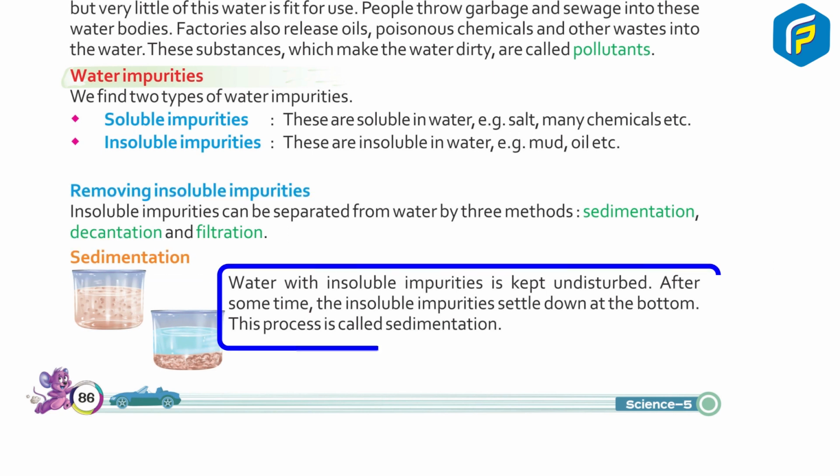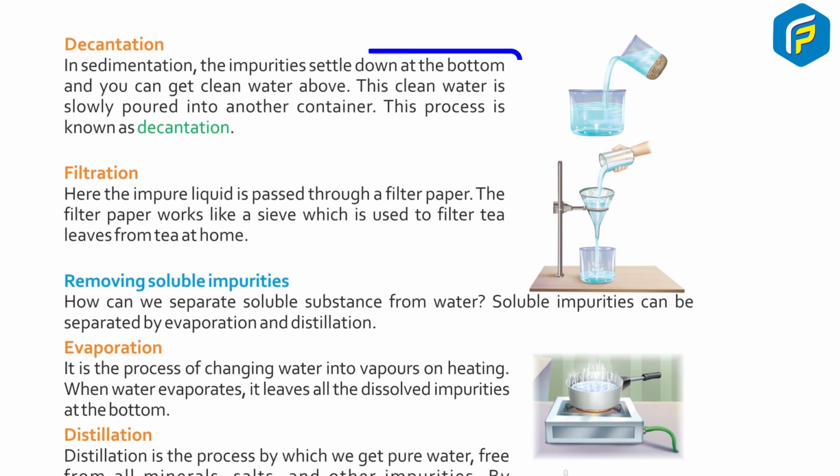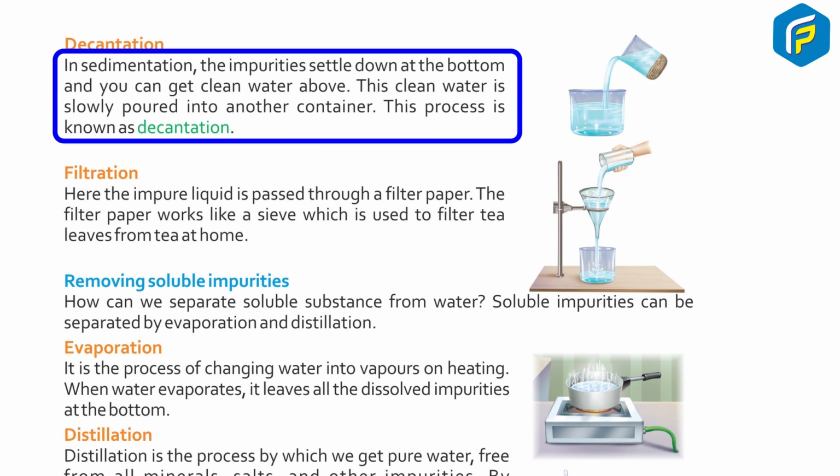Sedimentation. Water with insoluble impurities is kept undisturbed. After some time, the insoluble impurities settle down at the bottom. This process is called sedimentation. Decantation. In sedimentation, the impurities settle down at the bottom and you can get clean water above. This clean water is slowly poured into another container. This process is known as decantation.